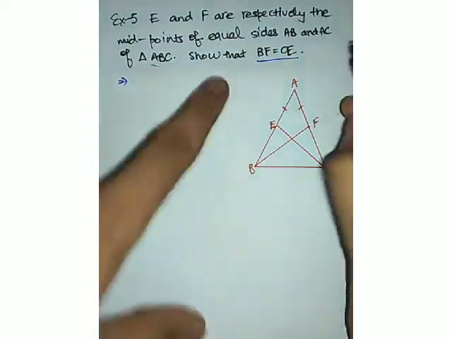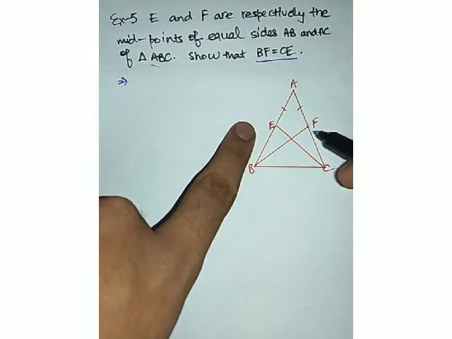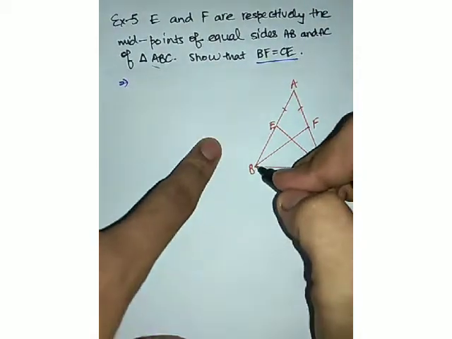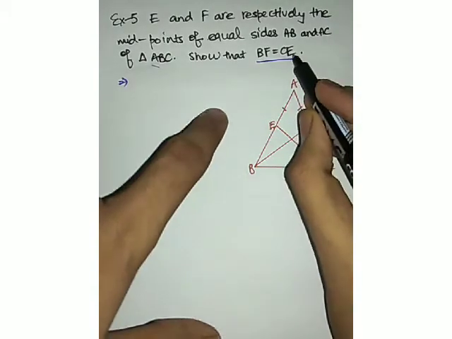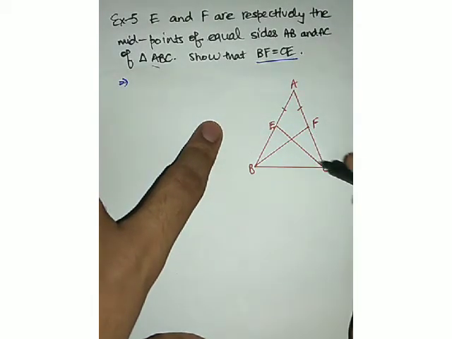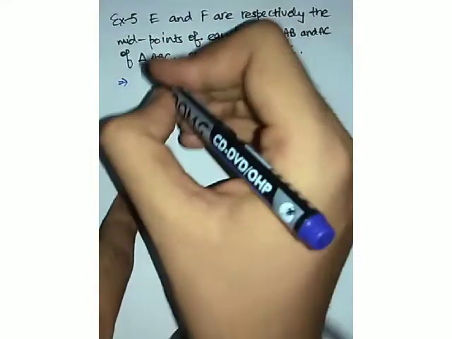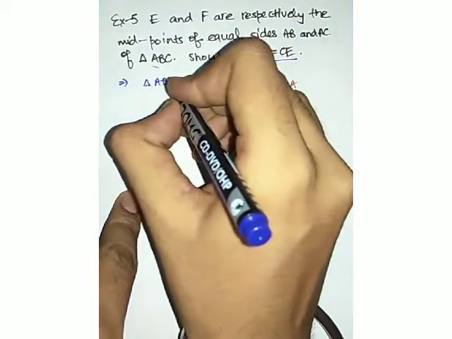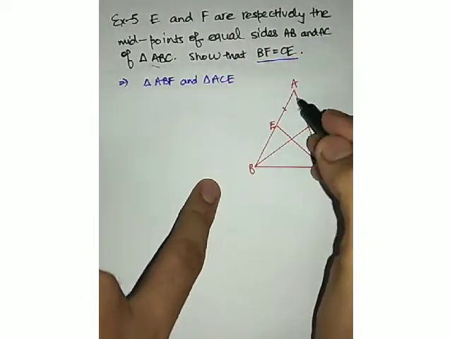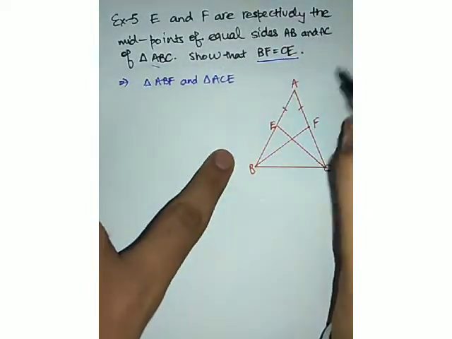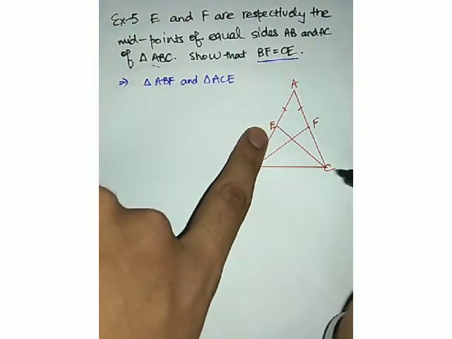Now you can see that in this we have to pick two triangles which are required, for BF and CE. BF is the side that is included in triangle ABF. CE is the side that is included in triangle ACE. So we have to take these two triangles only. We will prove that triangle ABF and triangle ACE are congruent to each other. Only then by applying CPCT can we prove that BF is equal to CE, right?